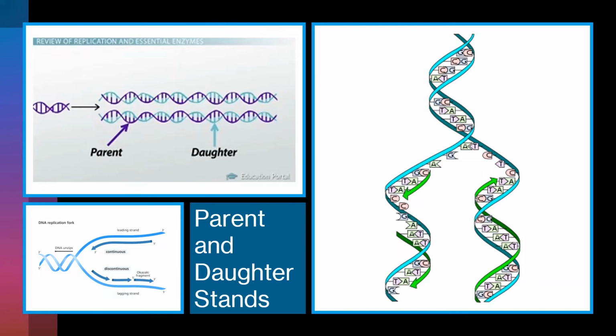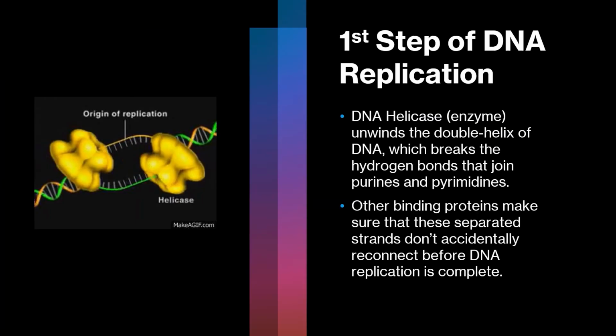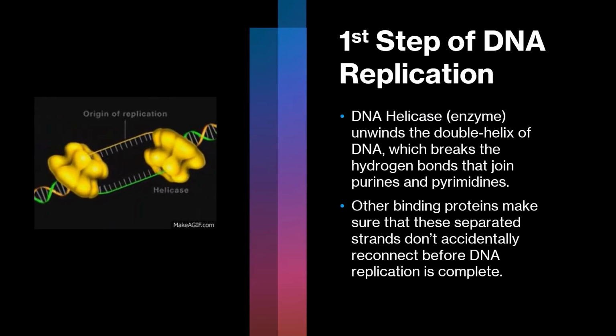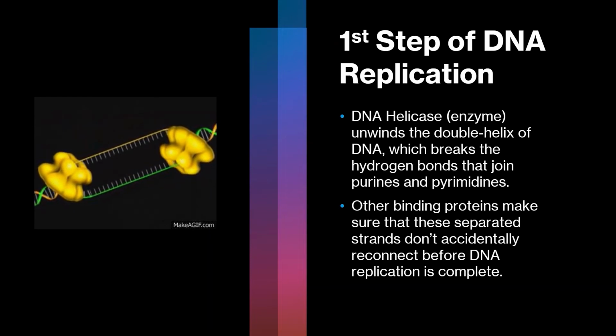Okay. The picture on the right shows what that would look like in the spiral form, and the bottom left picture is just showing you the same thing but in a different way. Okay, the first step of DNA replication.